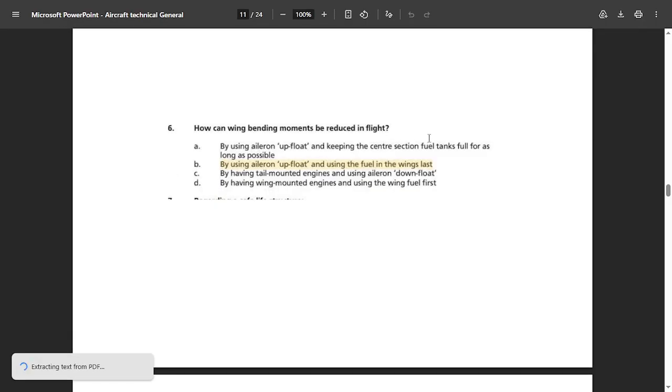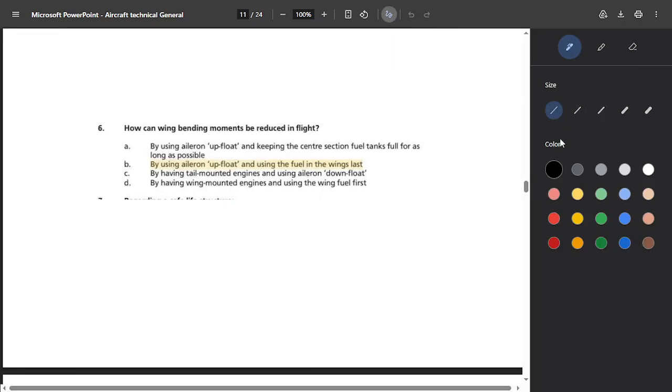Hello friends. So now question number 6, we are going to discuss how can wing bending moments be reduced in flight. What are wing bending moments? See, we can see that this is the aircraft and this is the wing being attached.